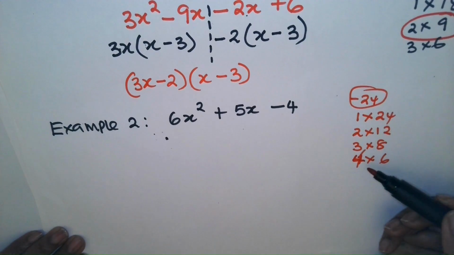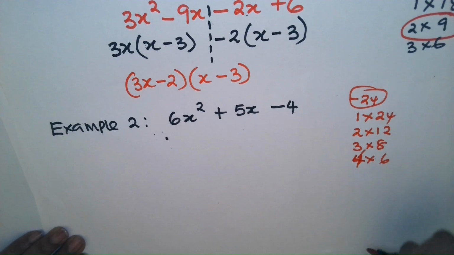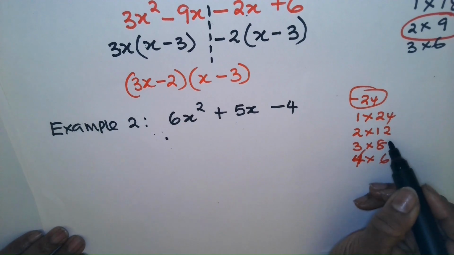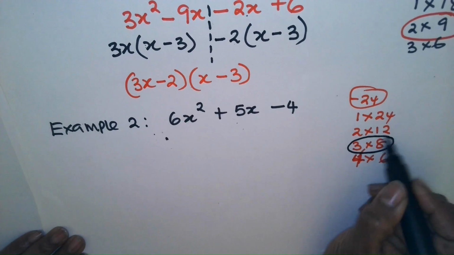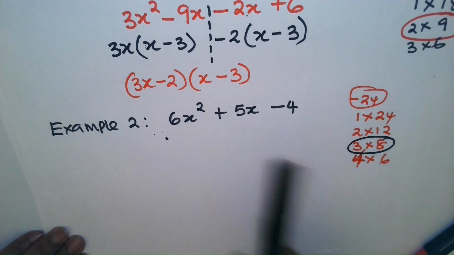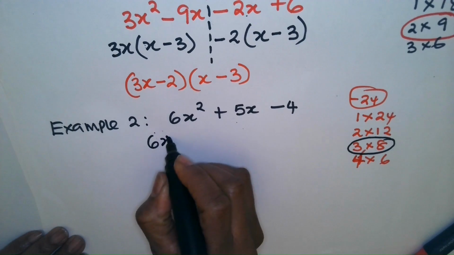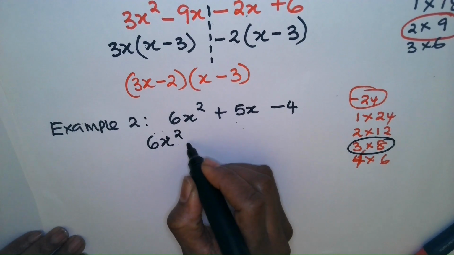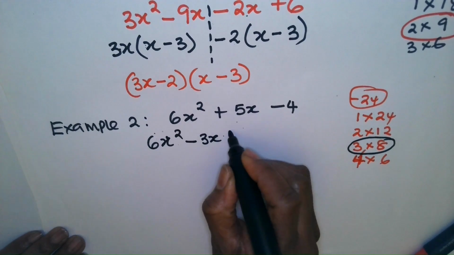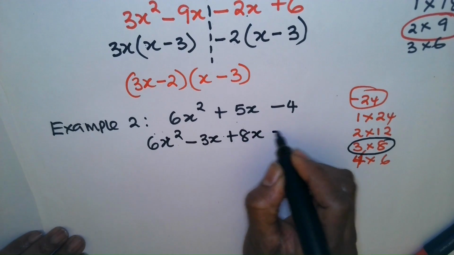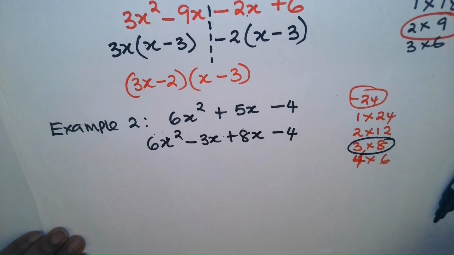Now that we've written all of this down, we're going to find two numbers that when you add will give you plus 5. So we'll look at 3 and 8. If we take away 3 from 8, we're going to get plus 5. So we've got 6x squared minus 3x plus 8x minus 4.